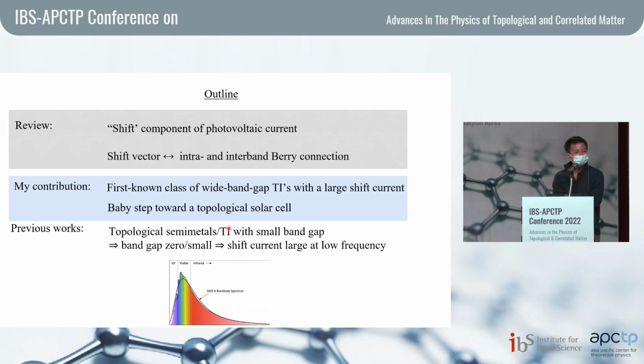Just a remark on previous works. Previous works have studied the shift current in topological semimetals or topological insulators with a small band gap. Therefore, the shift current is only large at low frequencies. But if you really want to exploit the fact that the solar spectrum is peaked between 2 to 3 eV, you really need a wide band gap topological insulator with a large shift current.